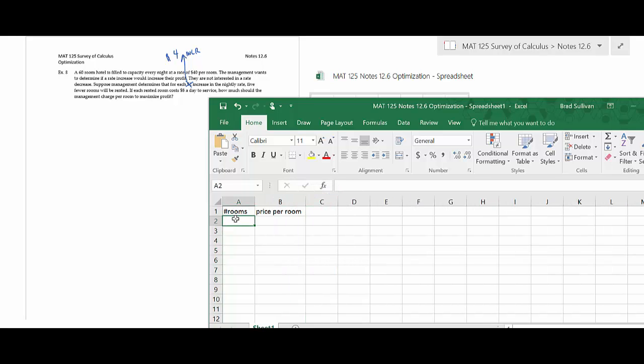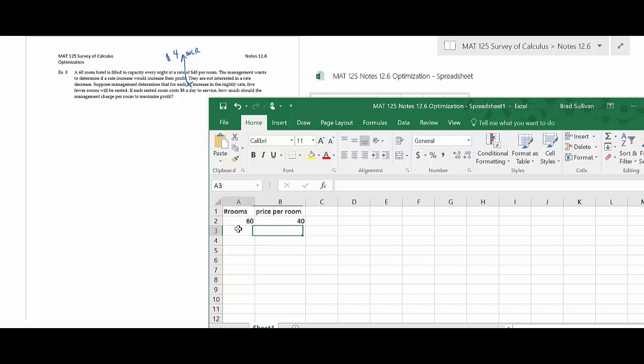If you read the problem, here's what it says. If all 60 rooms are rented, then they're charging $40 per room. But then if you read on, and I had you change this 2 to 4, if you have a $4 increase, then 5 fewer people rent. So the idea, which is logical, is the more money you charge, the fewer people might even come to your hotel.